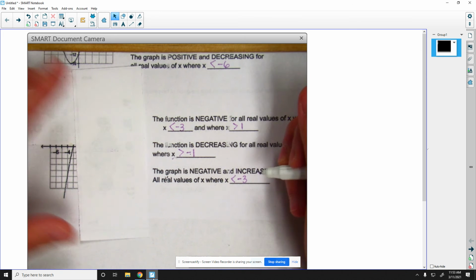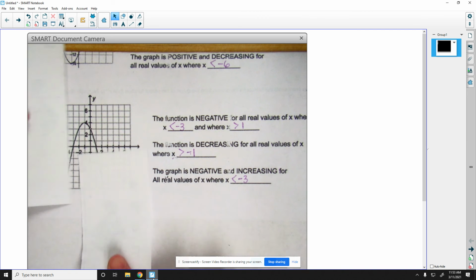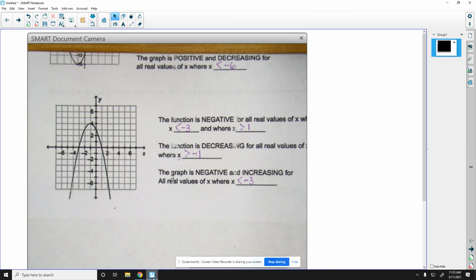So again, if you look at the whole picture, that gets really confusing. But if you take two little sticky notes or two little scraps of paper and cover up what you don't need, it becomes much more clear what you're looking at. Okay. Oh my gosh.